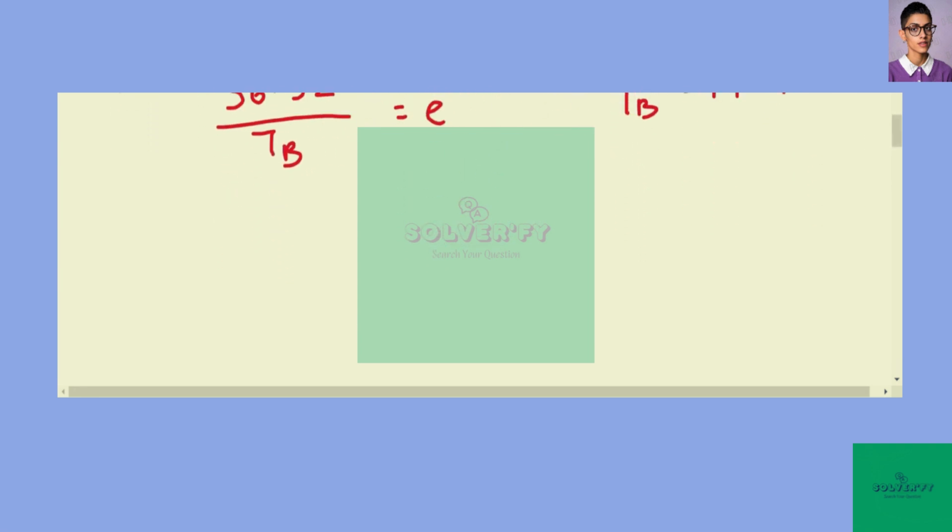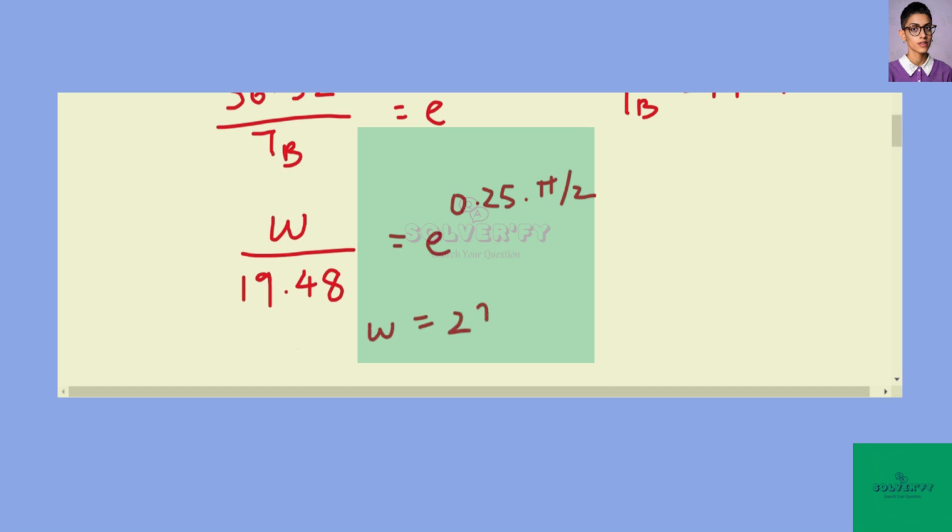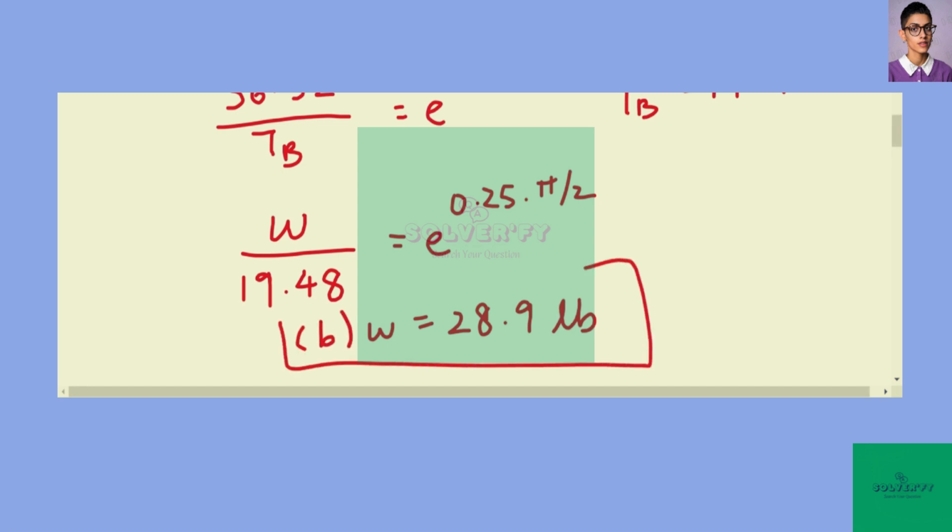And for pipe C, we have W being the higher weight since it's the point of tension, divided by 19.48, to be equal to e to the static coefficient of friction times pi over 2. And so W is 28.9 pounds. And that's our answer to part B.